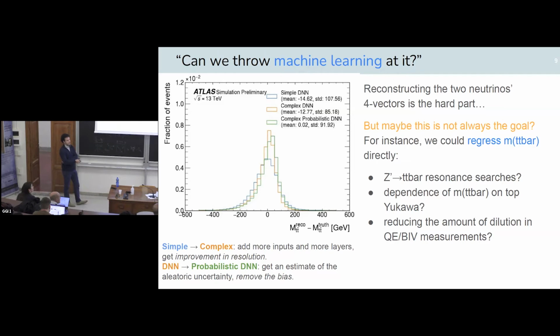Because you're looking for resonances in tt̄, because you're trying to make a measurement of the top Yukawa, which can be inferred from the mass of the tt̄, or maybe just because you're trying to make your quantum entanglement region more enriched in actually spin 0 singlet tt̄ events.